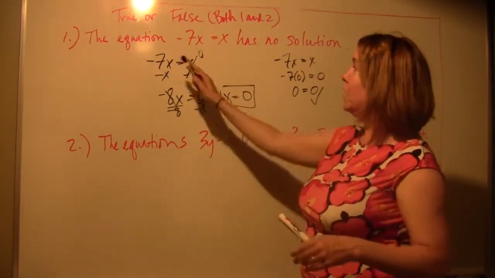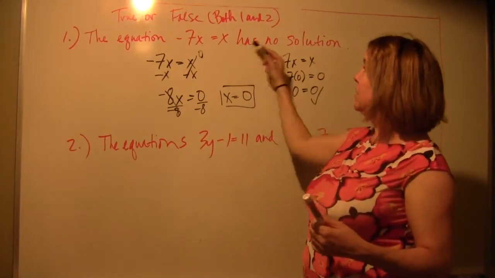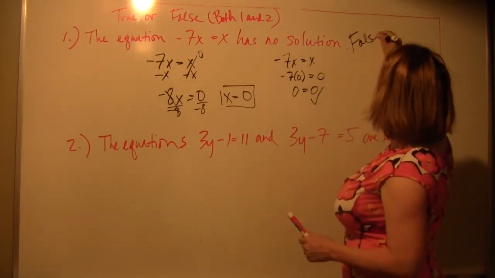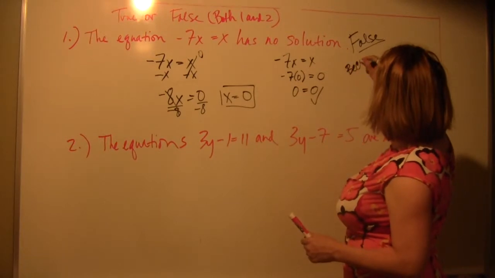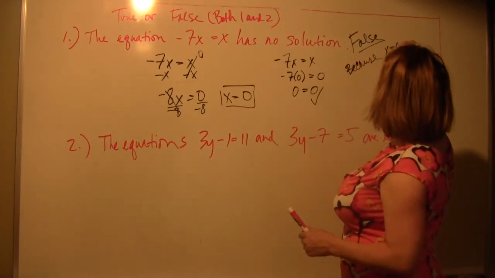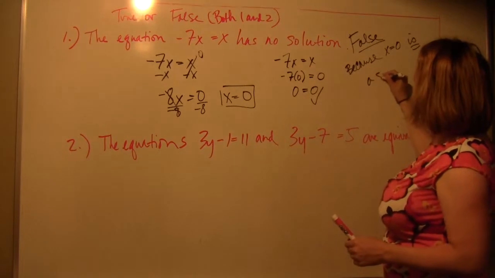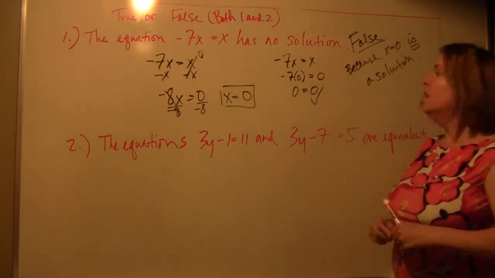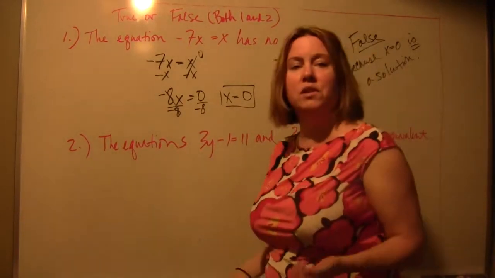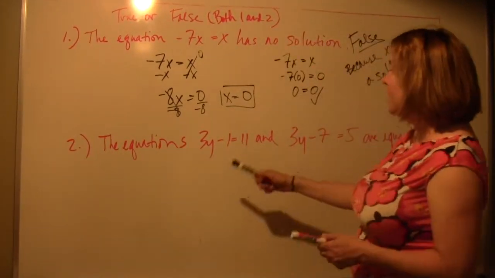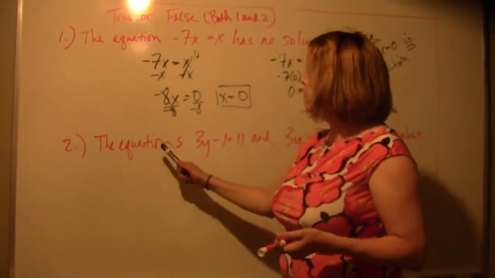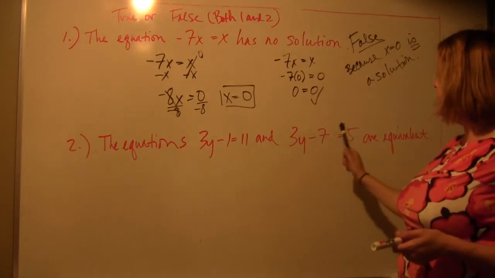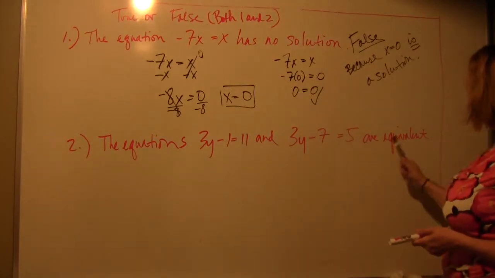So to say the equation negative 7x equals x has no solution would be false. So this one is false, because x equals 0 is a solution. Okay? Alright, so number 2 is also true false, and it gives us 2 equations. The equations 3y minus 1 equals 11 and 3y minus 7 equals 5 are equivalent.